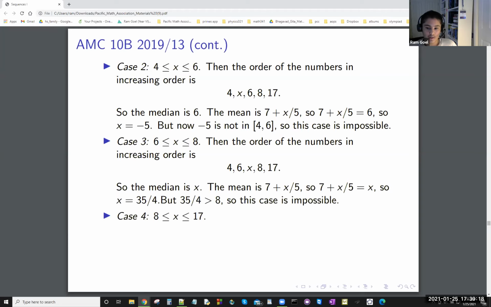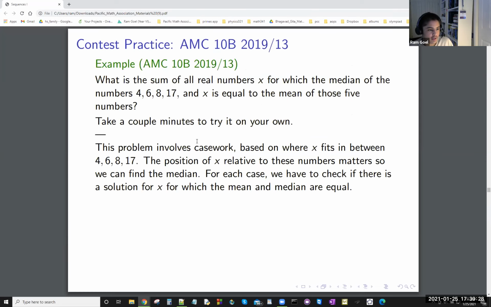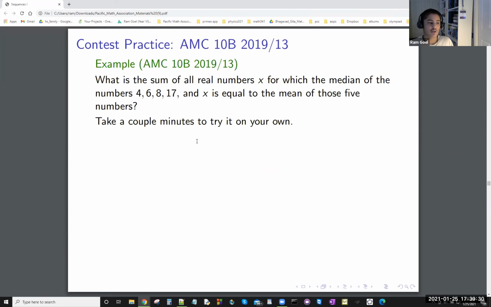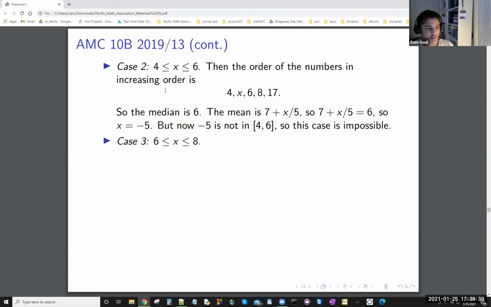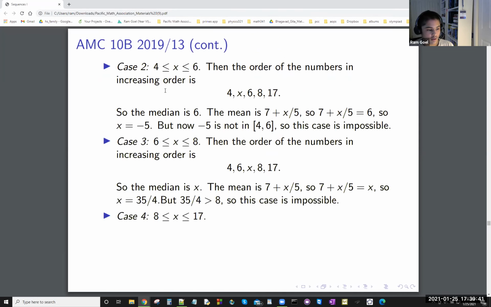All right. Now, 35 over 4 is bigger than 8. Remember the numbers were 4, 6, 8, and 17. So we tested out less than 4. We tested out between 4 and 6. We tested out between 6 and 8. Now we have to test out between 8 and 17. So x is between 8 and 17.